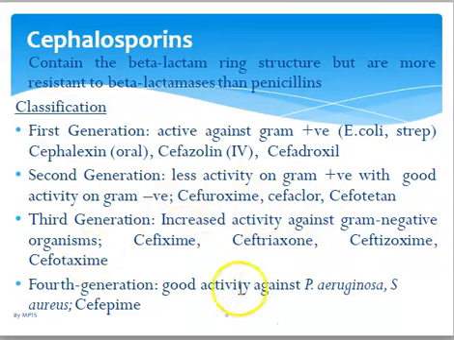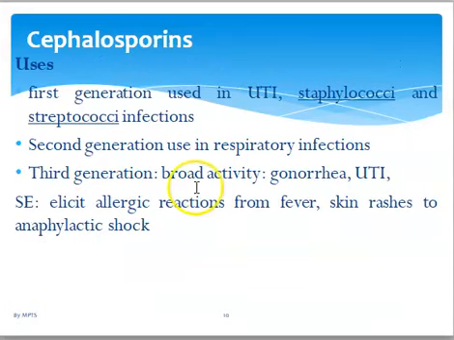Fourth generation, these are cefepime, which are active against Pseudomonas aeruginosa. Uses, of course, we have the use in UTI, staph infection, respiratory infection, gonorrhea, and very many other things in combination with aminoglycosides and all these. They can elicit allergic reaction, sometimes fever, rashes, and all these.